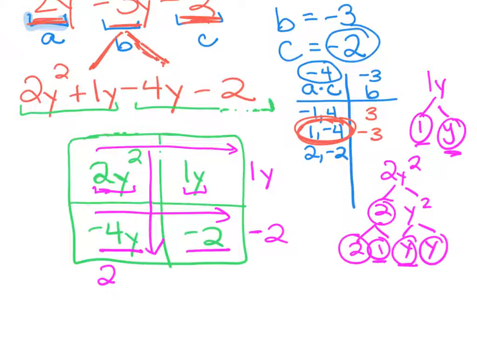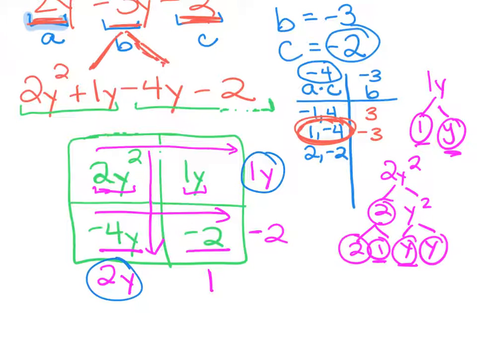And the common factor between y squared and y is just 1y. So we have 2y as our greatest common factor. And if I look at 1y and negative 2, the greatest common factor of 1y and negative 2 is just a positive 1. Now, you can make sure that you did this correctly by multiplying first row times first column.